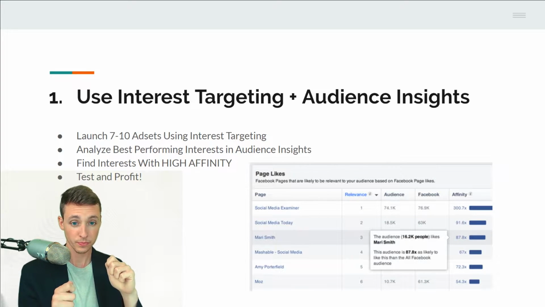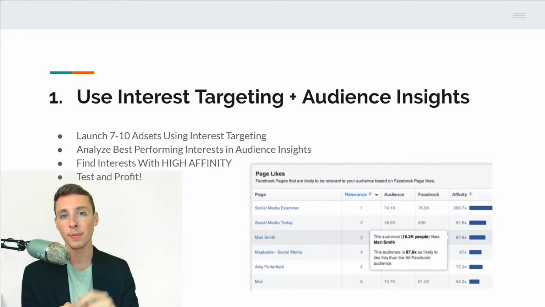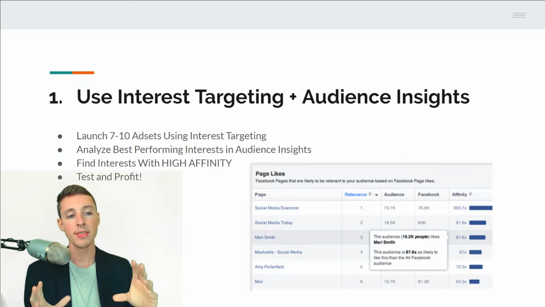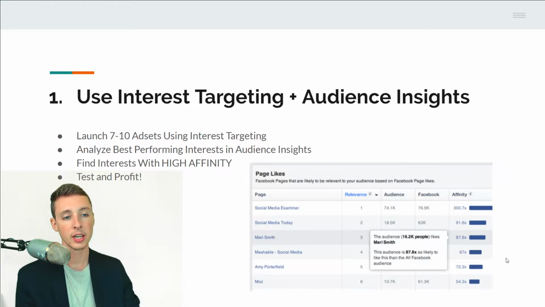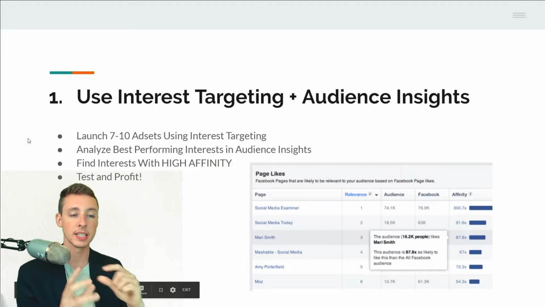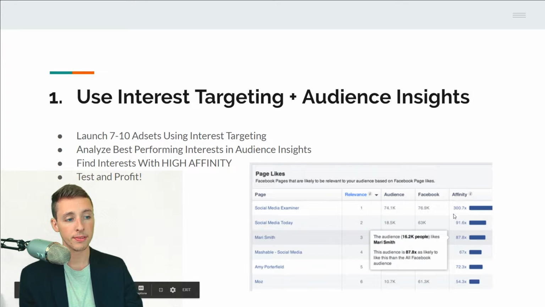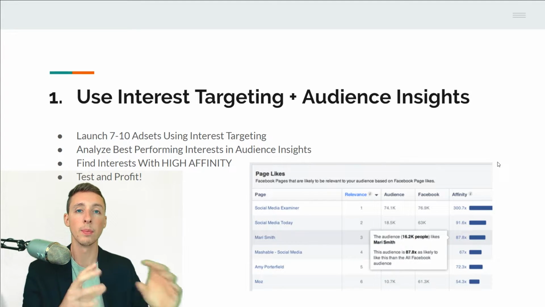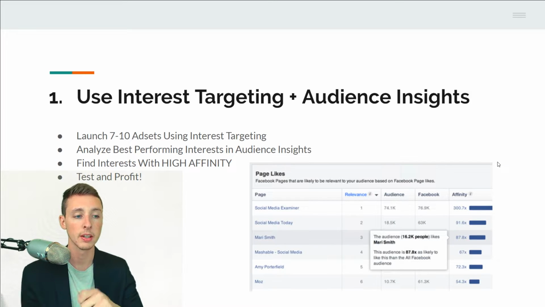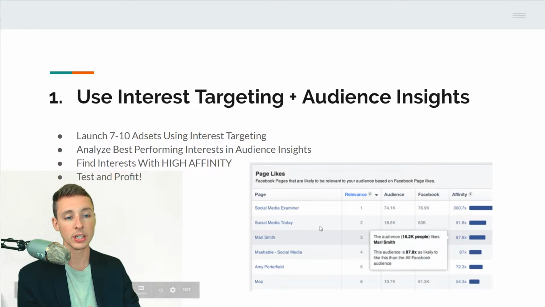Take those ad sets, drop them into audience insights, and then once you've done that, you'll see a section that appears just like this. It says page likes, and you see this affinity, and this is how likely the people in your interests are, in similarity, to the people in these other interests.